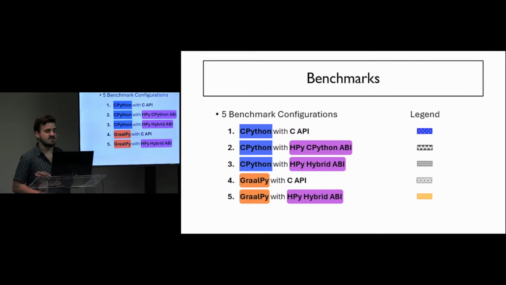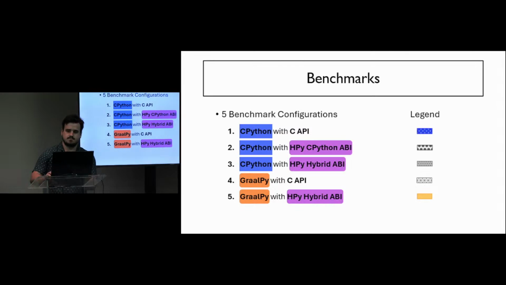Then we have CPython with the HPy CPython ABI. Remember, this is the ABI that is designed to be good on CPython. So this is HPy code that essentially pretends to be the C API. And then we have CPython with the HPy hybrid ABI, which is the code you use when you are busy porting something because not everything's ported yet. We couldn't use universal ABI, the port is not complete, so we use a hybrid ABI instead. However, when you use a hybrid ABI in a module that is mostly HPy, it works as the universal mode essentially. We also ran GraalPy twice, GraalPy with the C API and GraalPy with HPy hybrid ABI.